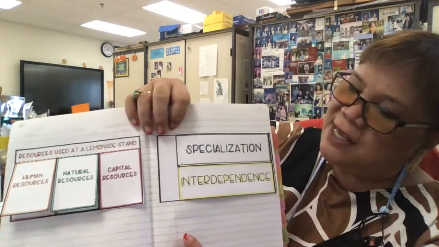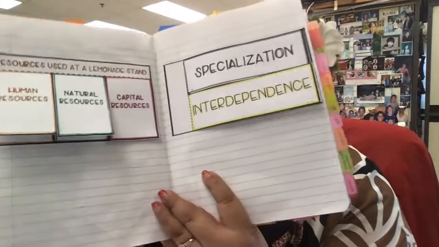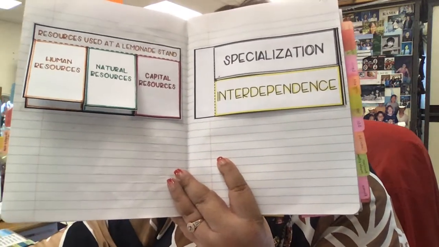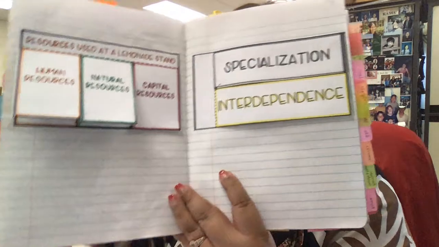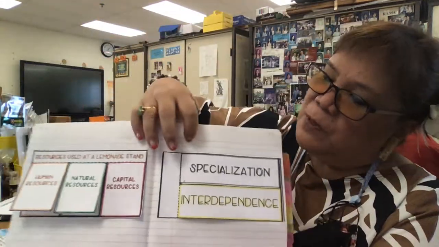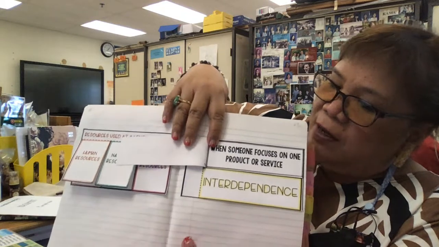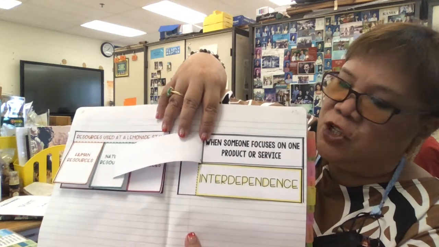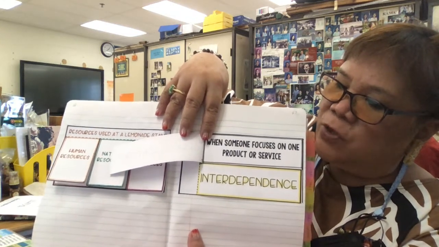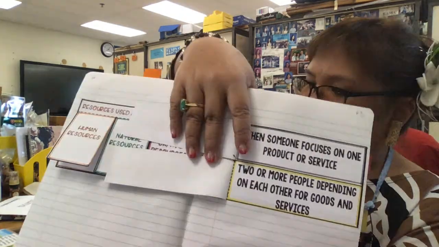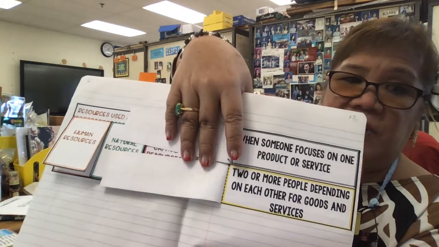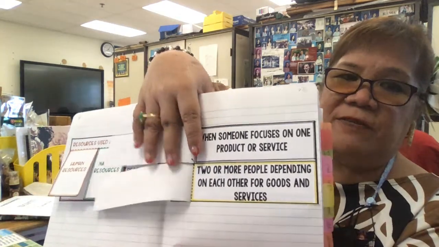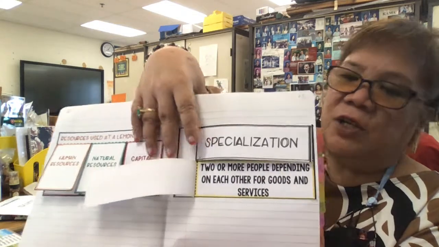Okay, the next page that you're going to glue in is going to focus on scarcity. So the definition of scarcity is when something is in short supply. Okay, on the following page, you're going to glue down economic choice and opportunity cost.